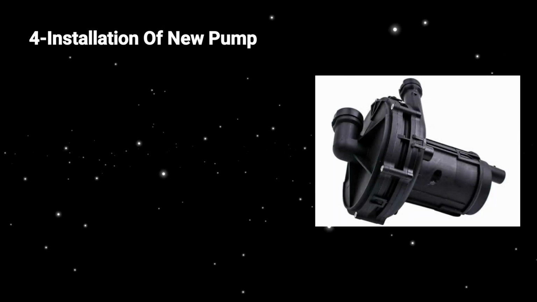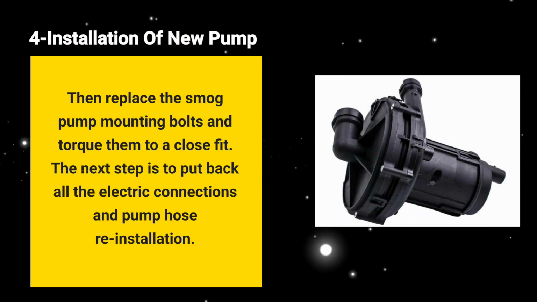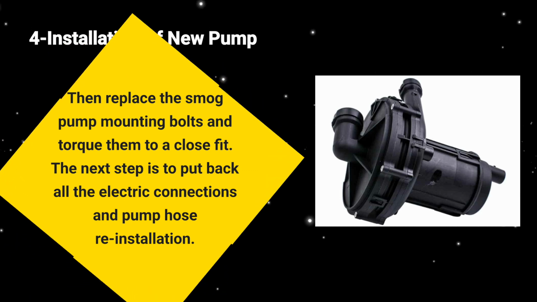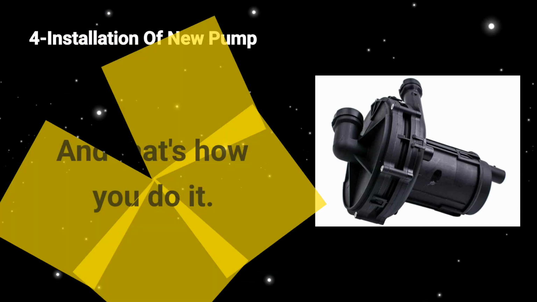Step 4. Installation of the new pump. Then replace the smog pump mounting bolts and torque them to a close fit. The next step is to put back all the electric connections and reinstall the pump hose. And that's how you do it.